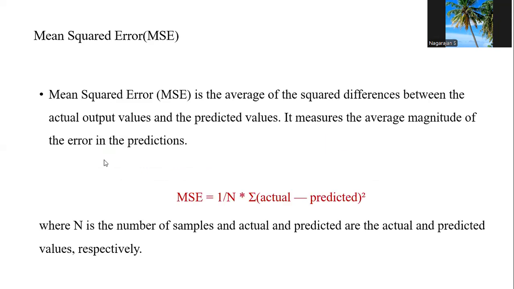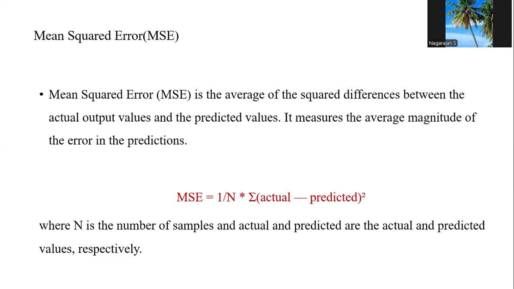So, mean squared error is one of the standard and familiar loss functions, and it helps to predict the difference between the actual and predicted. That is the average of the squared difference between the actual output values and the predicted values. It is also helpful to measure the average magnitude of the error in the predictions.